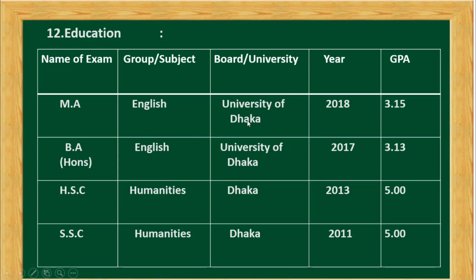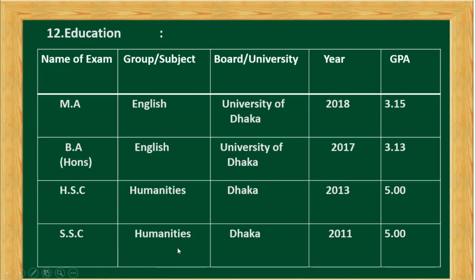In the first one, for MA, you can write your institution name, University of Dhaka, and for BA Honors, you can write the institution name, that is University of Dhaka. And for SSC and HSC, you can write the board's name, that is Dhaka. And in the next section, you can write your year of passing. That means you have to mention these years very correctly.